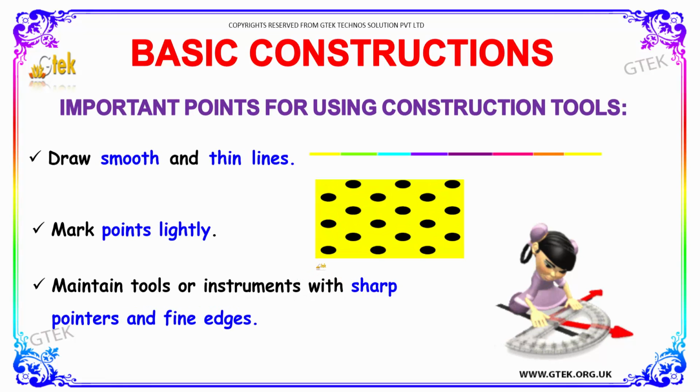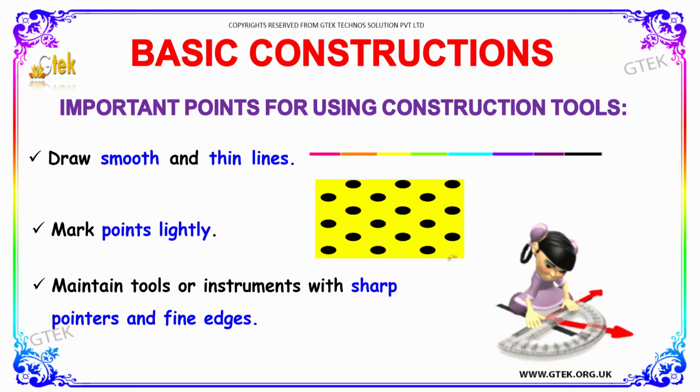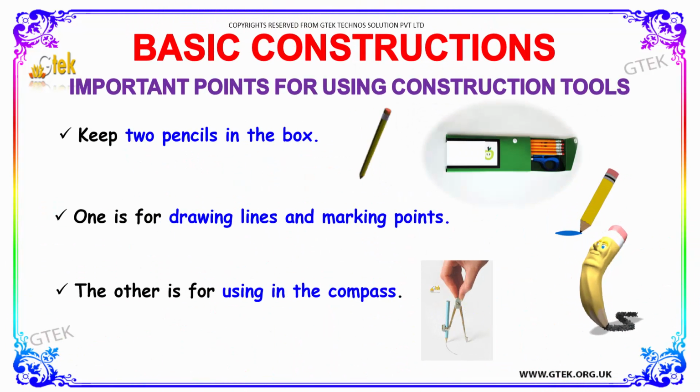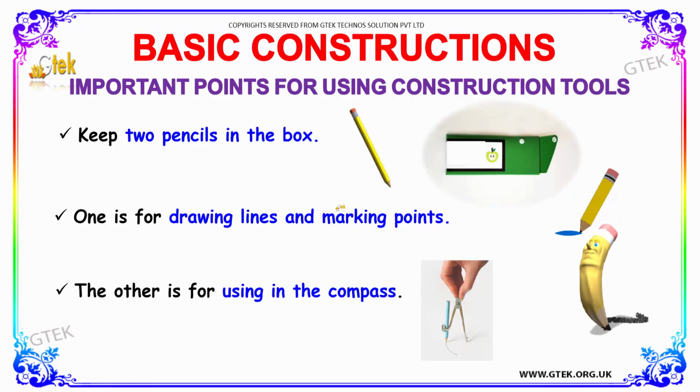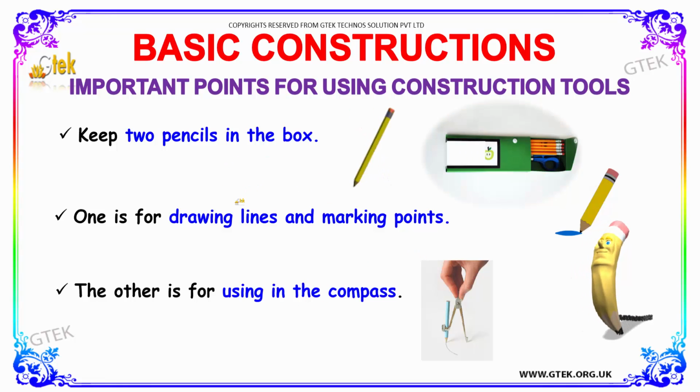So let us see some of the important points for using the construction tools. The construction tools in your geometry box help us to draw smooth and thin lines, and they also help us to mark points lightly with reference. You have to maintain the tools or instruments in your geometry box with sharp pointers and fine edges for maximum accuracy. Some of the important points include: you have to keep two pencils in the box. One is for drawing lines and marking points. The other is for using in the compass. So these are some of the points which you have to take note of.